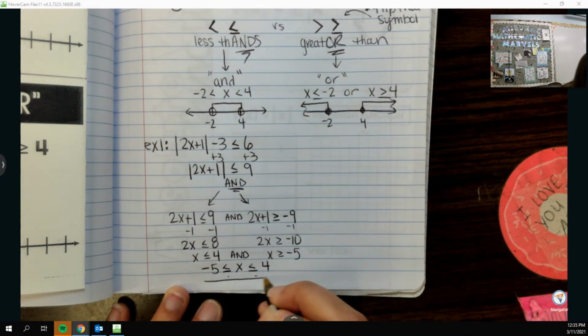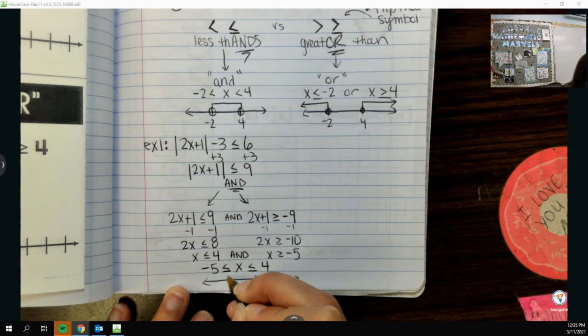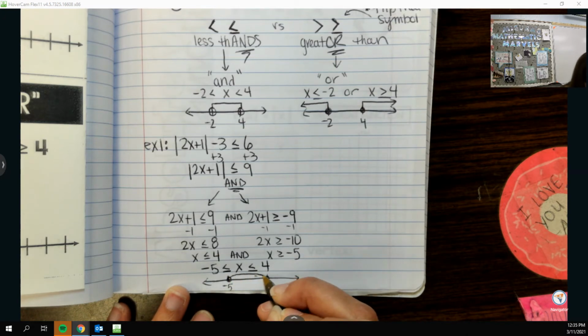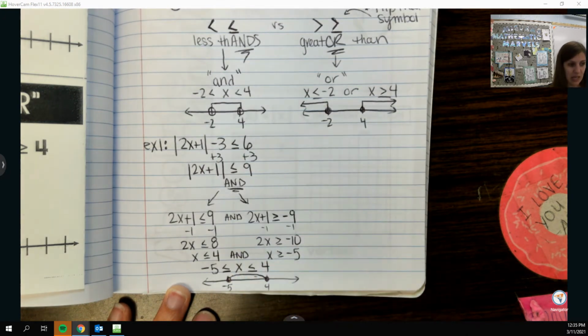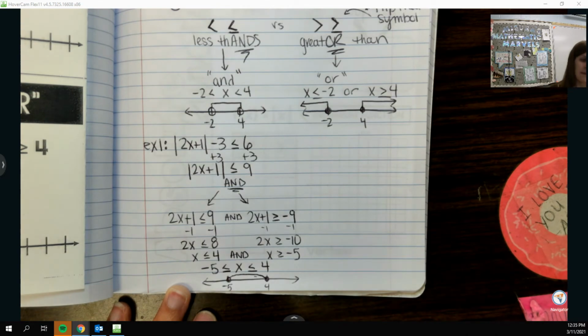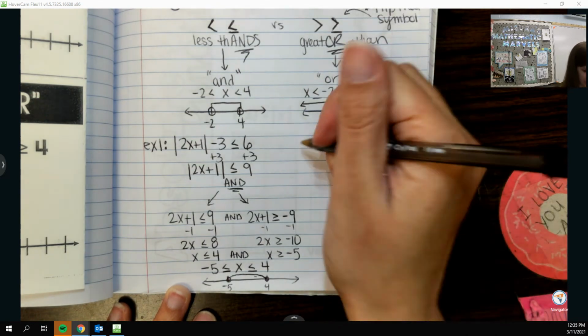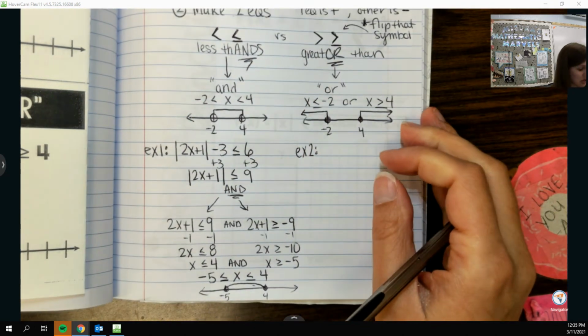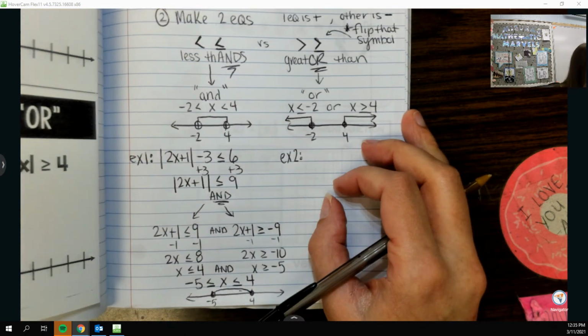And then finally, when I go to graph it, we'll have negative 5, and it'll be a closed circle. 4 will be a closed circle, and they will connect to each other because and always connects. X is bigger than negative 5, but smaller than 4. All right, one other quick one to try. And then, like I said, I'll post another video of page 78.